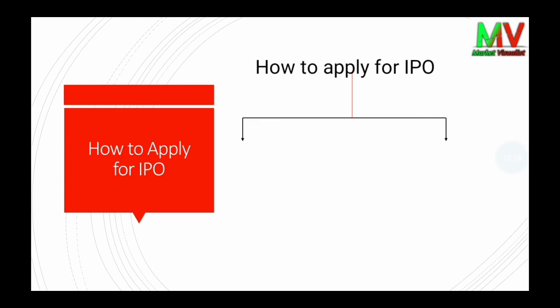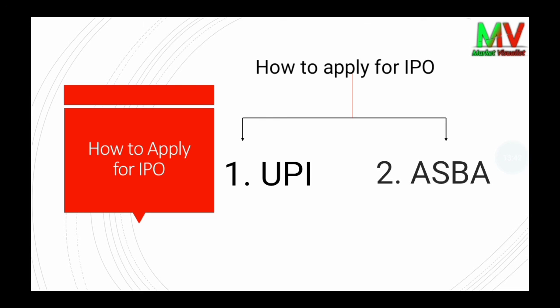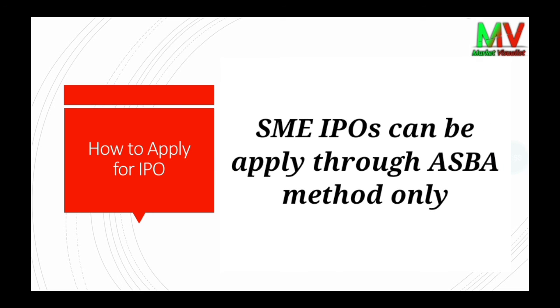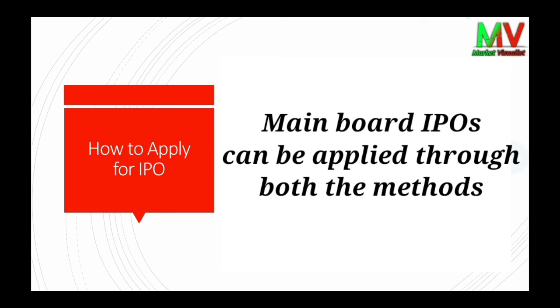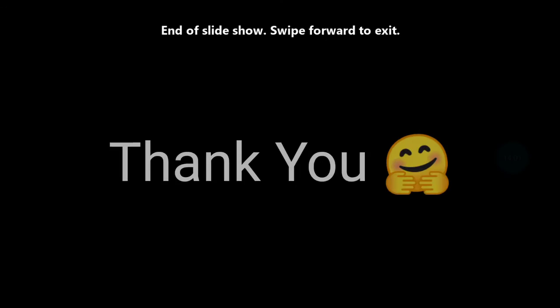Next thing is how to apply for an IPO. Everyone is talking about IPOs in the 21st century. This is the era of the market and the era of the share market also. There are mainly two ways to apply for an IPO. The first is the UPI method and the second is the ASBA method. Both are methods with the help of which you can apply for the IPO. If you want to apply for an SME IPO, you have to apply through the ASBA method only. But for main board IPOs, you can apply through both the UPI method and the ASBA method.